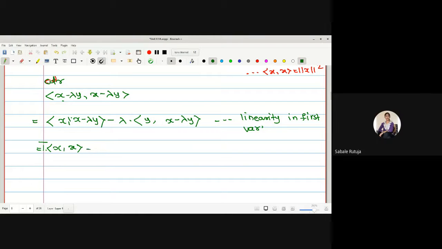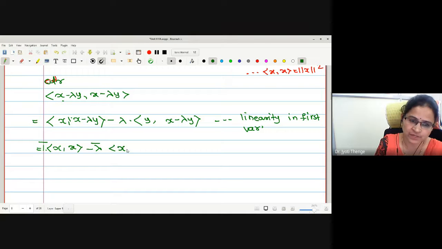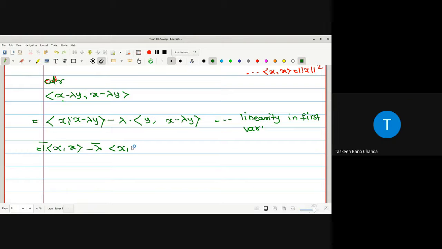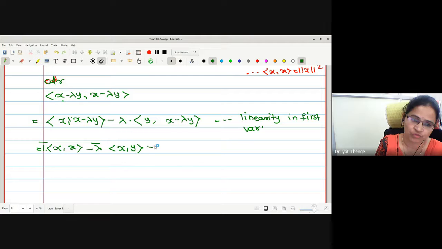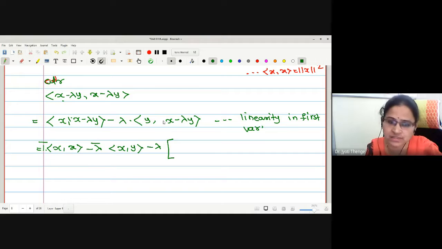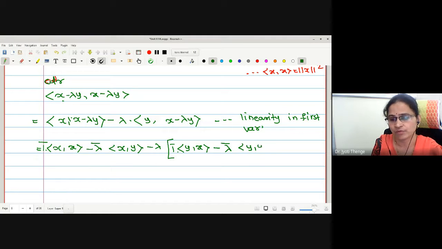Minus lambda bar inner product x with y. Minus lambda I will keep as it is. Now we will use conjugate linearity in the second variable for the second inner product. What is my first inner product? Inner product y with x, 1 bar you can write here. Then again minus lambda bar inner product y with y.